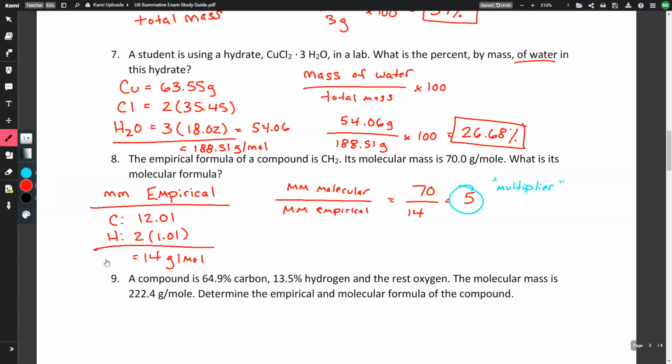So we're going to multiply the empirical formula, which is CH2, by 5. So 1 times 5 is C5. 2 times 5 is 10. So this will be our molecular formula, C5H10.